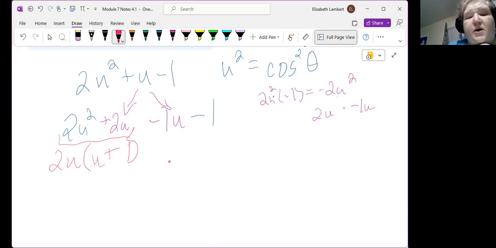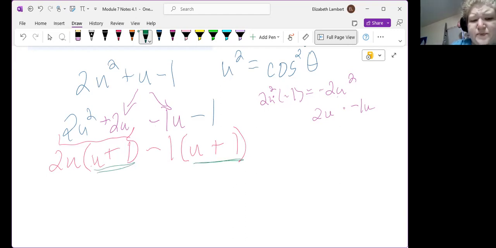Now over here, I'm hoping that I'll also see a u plus 1. And if I look, both of these are negative. So I'm going to factor out a negative 1. Negative 1 times u would get me back to negative 1u. And negative 1 times a positive 1 would get me back to negative 1. So notice those u plus 1s are now the same.